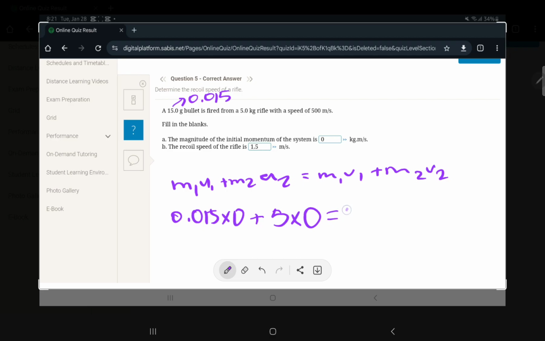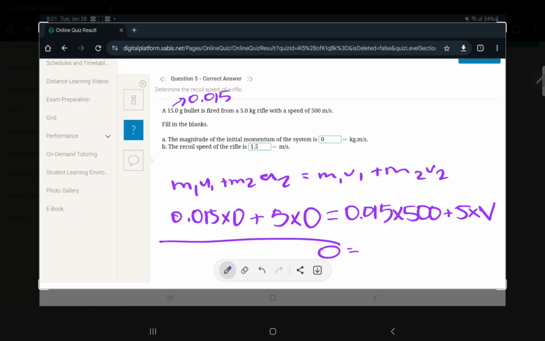Then we have the mass of the bullet, 0.015, times the speed it's fired at, 500 meters per second, plus 5 times v. We add these together, we get 0 is equal to 0.015 times 500. Put it in your calculator and you will get 7.5. So 7.5 plus 5v. Move 7.5 to the other side, you will get negative 7.5 is equal to 5v, and v is equal to negative 1.5 meters per second.